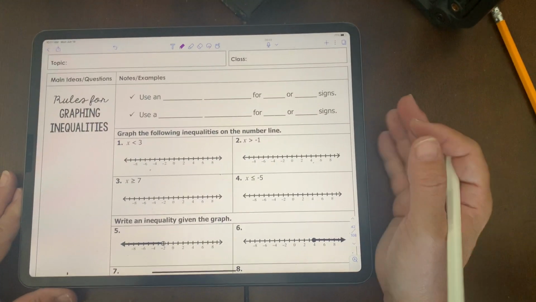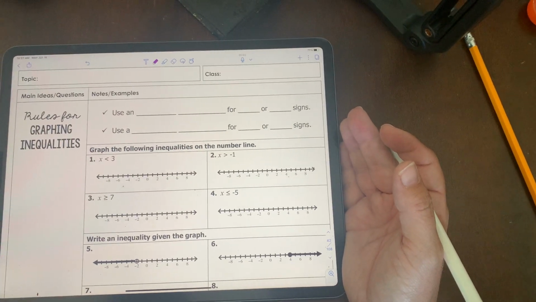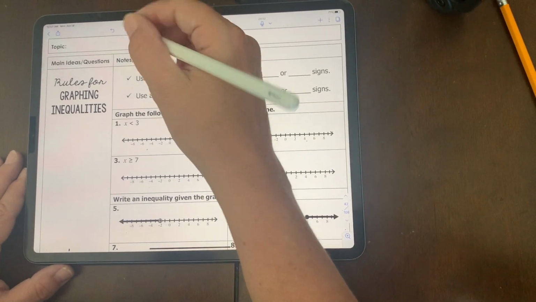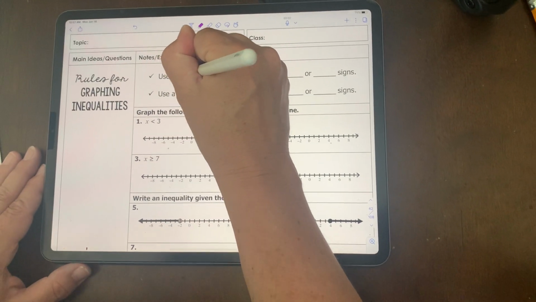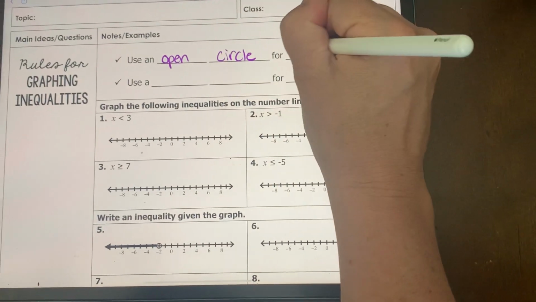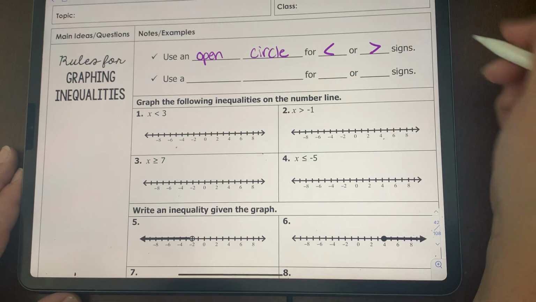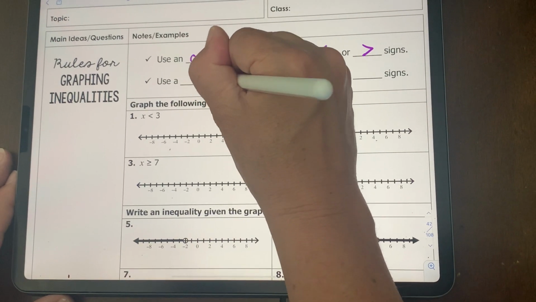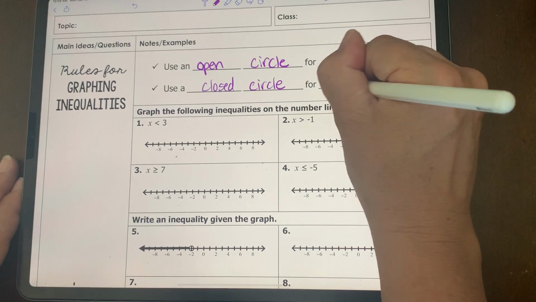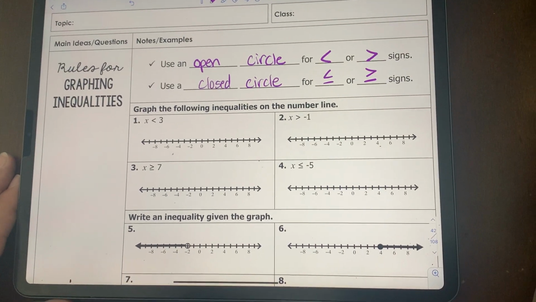All right, so this is the last one before the test. So we're going to talk about graphing inequalities. The rules for graphing inequalities is you're going to have an open circle when it's just less than or greater than, and you're going to have a closed circle when it's less than or equal to or greater than or equal to.